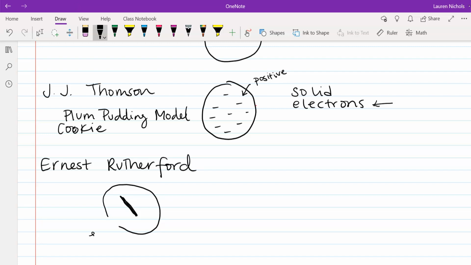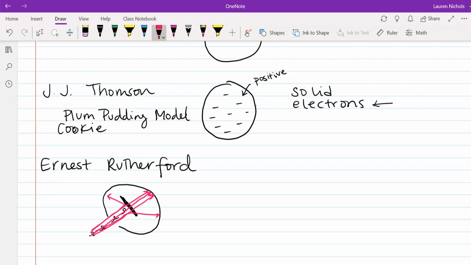around it. And he shot these little alpha particles at the gold foil, and what he expected was for them to hit the gold foil and bounce right back because J.J. Thompson and James Dalton all said that the atom was solid. But what actually happened is instead the alpha particles went straight through the foil. And occasionally they would have one that would bounce and deflect.